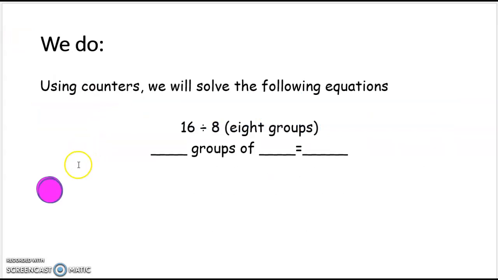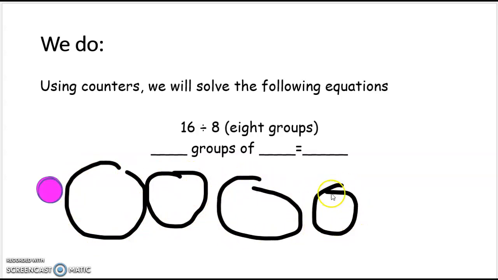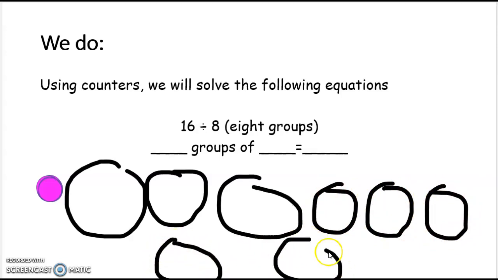Try one with me. Using the circle counters, we will solve the following equation. 16 divided by 8. We are going to make 8 groups. Use the pen tool to draw 8 groups first. Then move your circle counters into the groups one at a time until you have used a total of 16 counters.